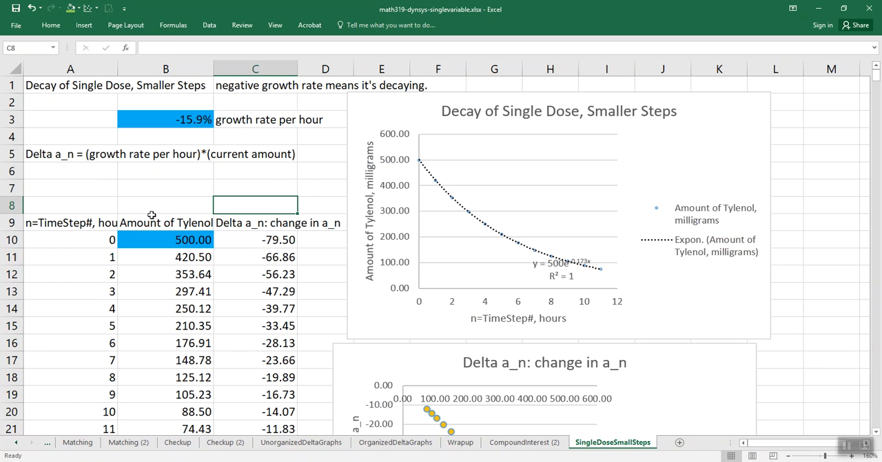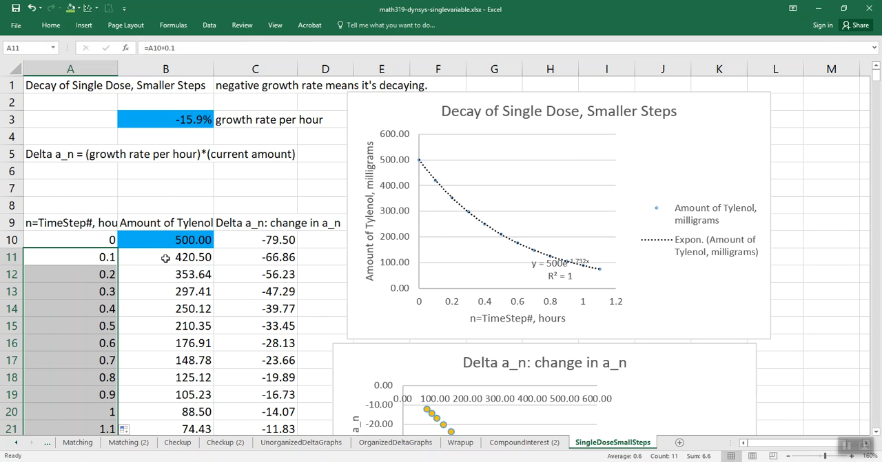So now I'll give you a chance to practice it. With our Tylenol sheet, we had this decay rate per hour, but what if I wanted to do it every, not 1 hour, but 1/10 of an hour? So I could add 1/10 each time there. And then how would I have to change this formula? I don't want to change this delta formula because that's telling me the change rate per hour. I just want to account for the fact that I'm not going a whole hour into the future from the previous time point.